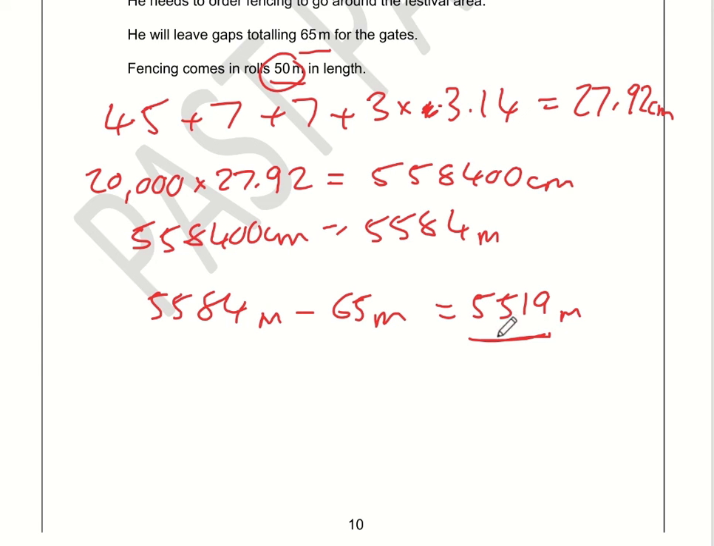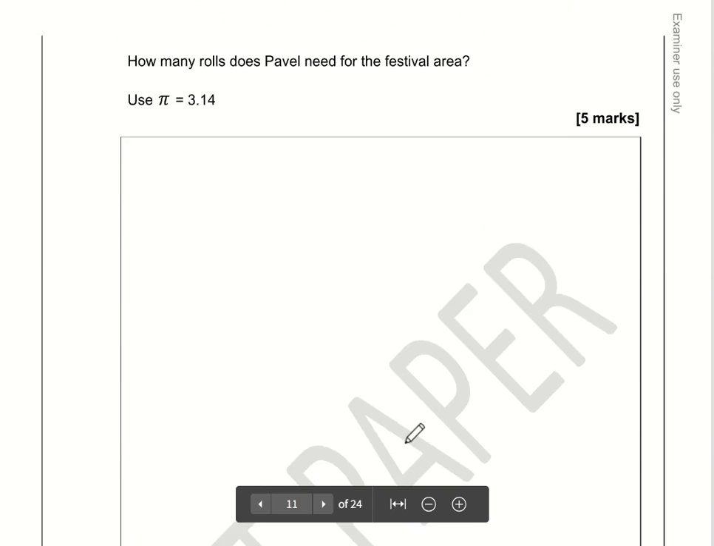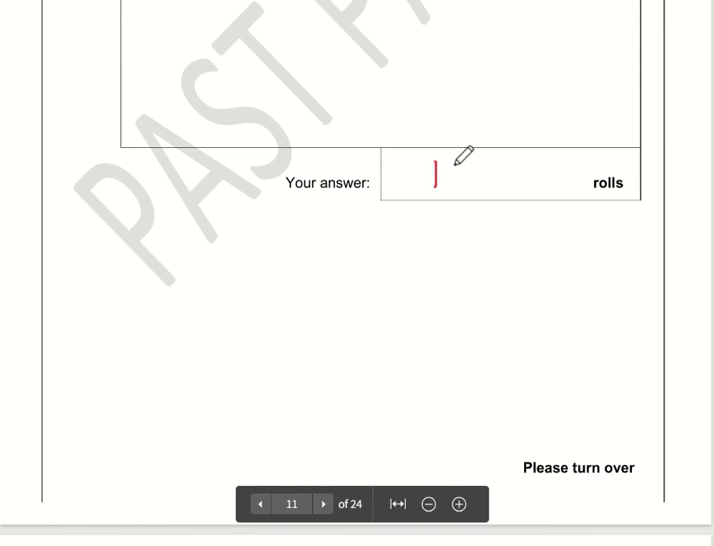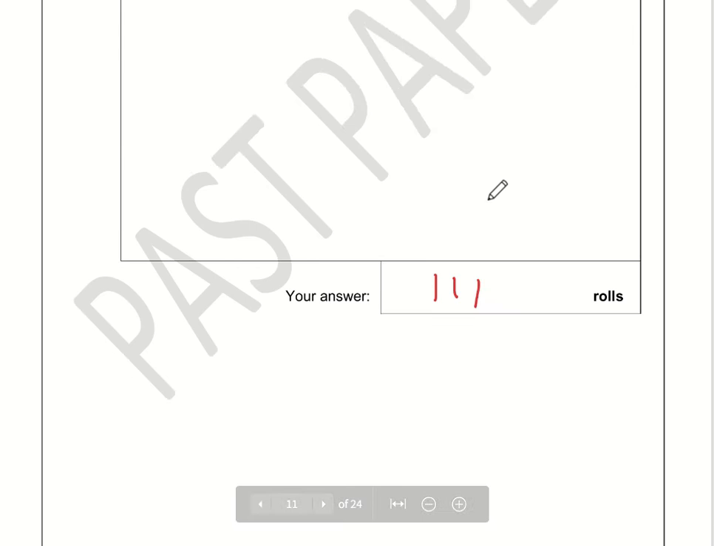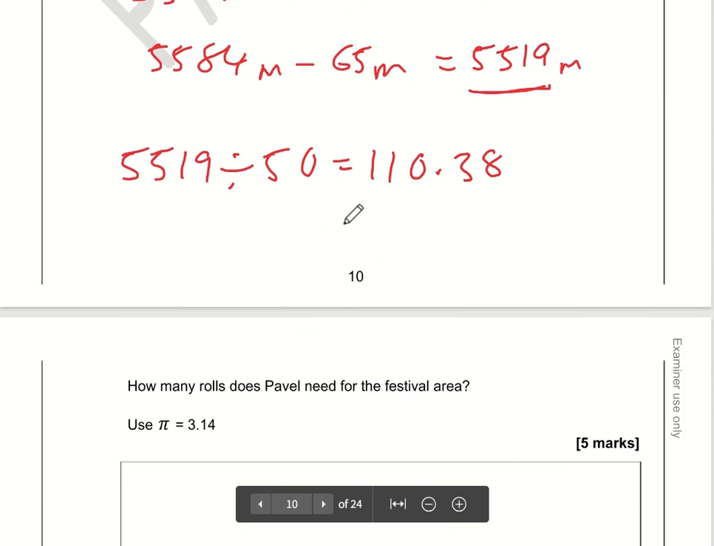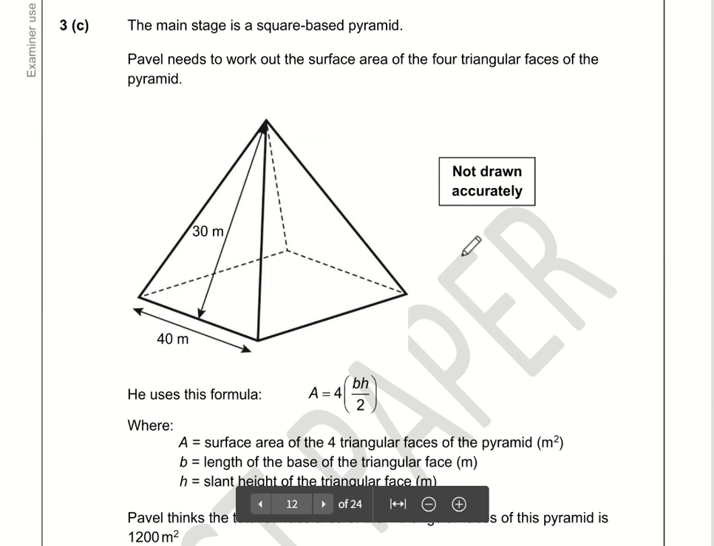So how many 50s go into 5519? Well, the question is therefore 5519 divided by 50, and that comes to 110.38. Now this is nearer 110 than 111, but 110 rolls of fencing are not going to quite be enough. We need precisely 110.38, but obviously you can't buy 0.38 of a roll, so we're going to have to round that up to 111 rolls. So there's our total, 111 rolls. All the working should have gone in the box. I've just kept it up here so that I didn't need to scroll up and down the entire time.